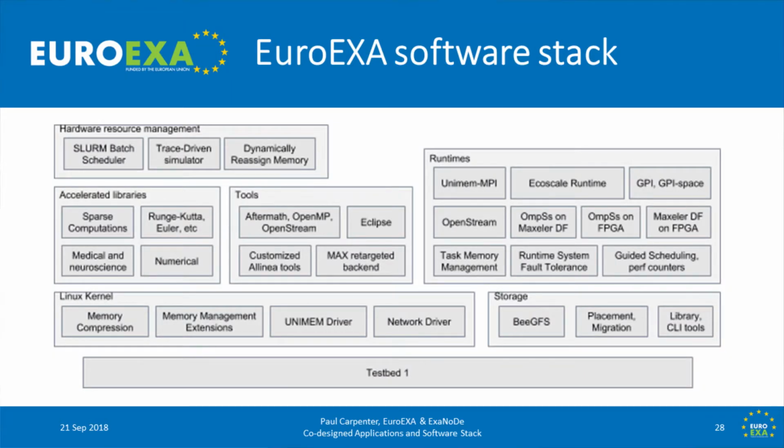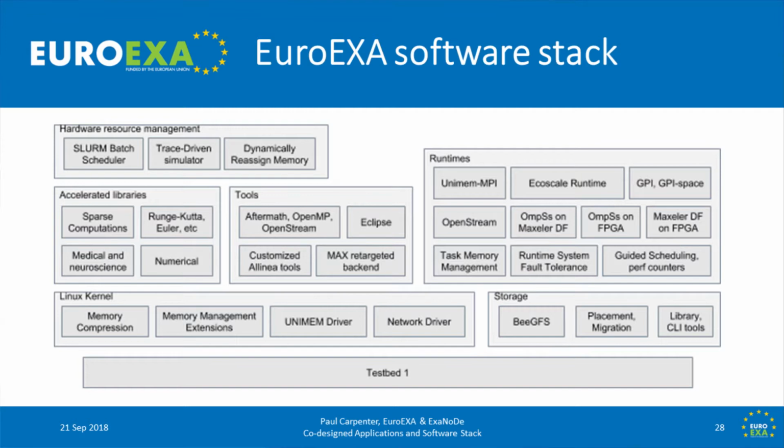And I guess the message of this slide is that we have a lot of stuff going on the software side. I probably can't read it all out. We have storage, we have BeeGFS, we have stuff in the kernel. So the memory compression hardware, I said, obviously needs kernel support. The Unimem needs kernel support. New work on the network side needs kernel support.